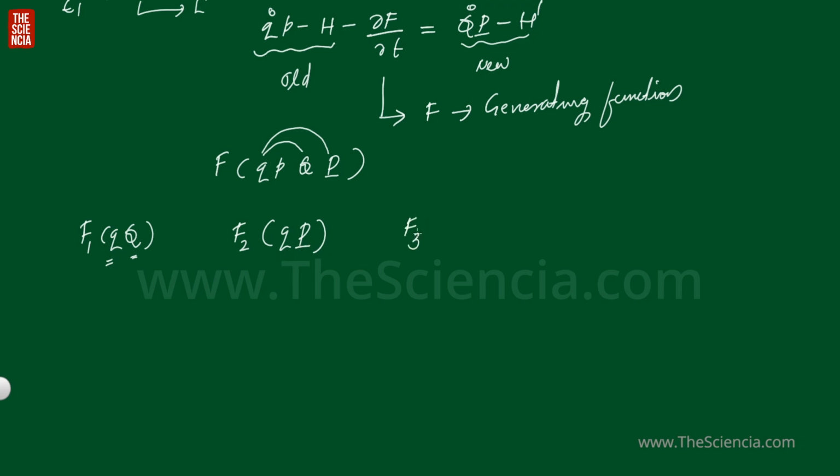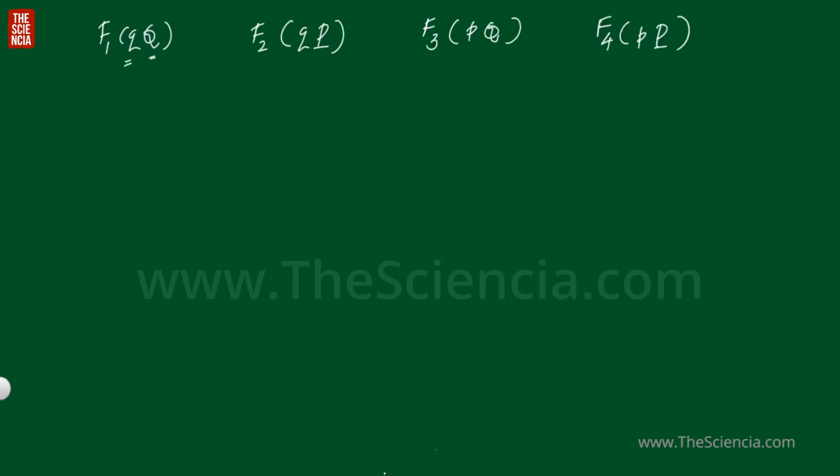And another function is f3. It will be a combination of small p and capital Q. And another generating function f4 will be a function of p and capital P. Now I am going to use f1 of q, capital Q to find out the relation between the old set of coordinates and the new set of coordinates. And I told you the relation connecting the old and new coordinates, that is q dot p minus h minus df by dt equal to q dot p minus h prime.